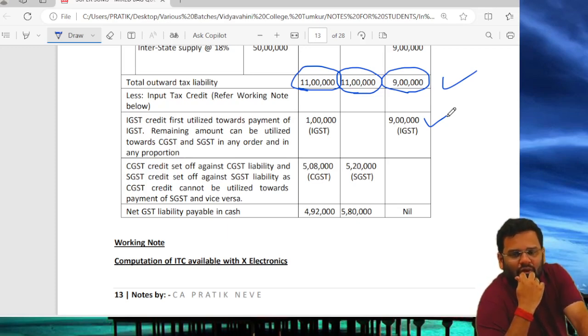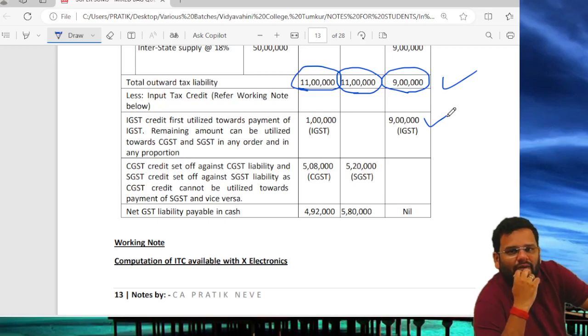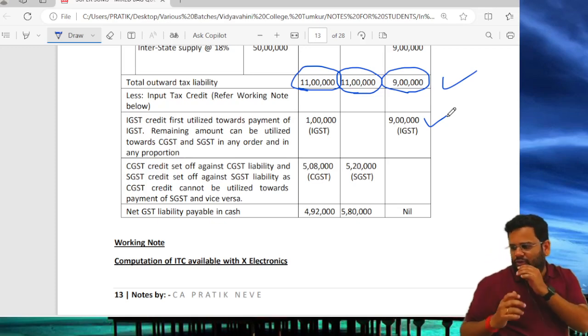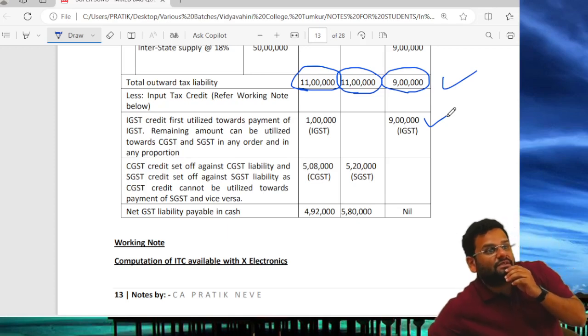What is balance ITC of IGST? 1 lakh. Balance ITC of IGST of rupees 1 lakh utilized to pay output tax of CGST and SGST, in bracket, assumed equally. So how much are you using for CGST? In bracket 50,000. How much for SGST? 50,000.